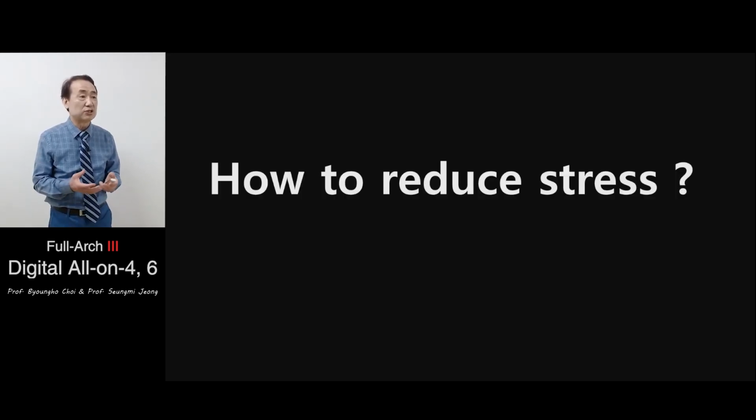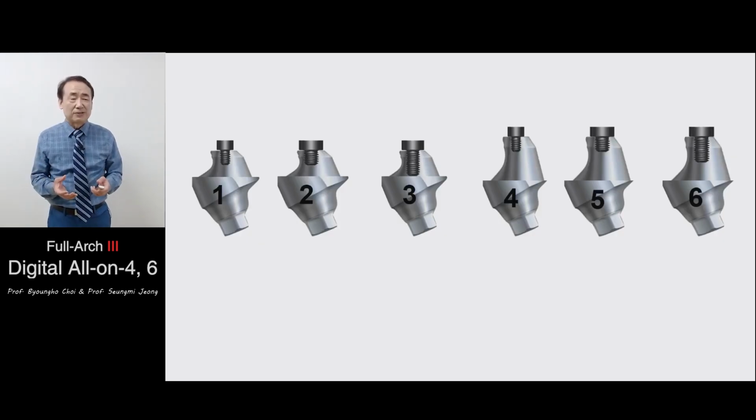How to reduce the stress? We designed 6 different types of abutment. Number 1 has a short, narrow screw and short abutment. Number 2, short, wide screw and short abutment. Number 3, long and wide screw and short abutment.